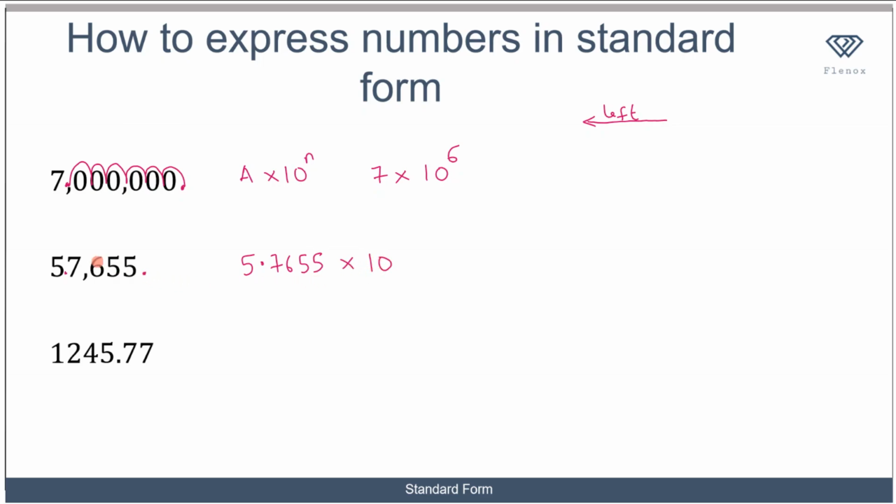How many times did I move this decimal point? So that is what I just have to count. I moved it from here to here. So that will be what? 1, 2, 3, 4. I moved it 4 times. So 5.7655 times 10 raised by 4.